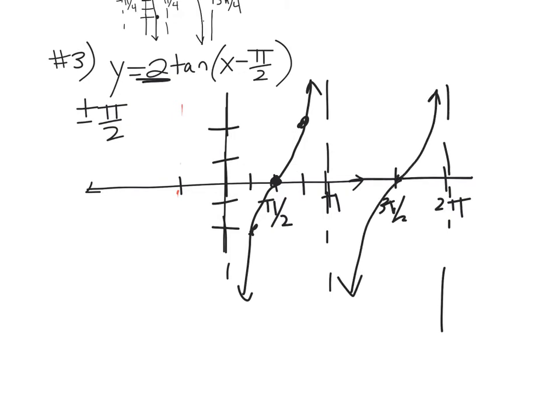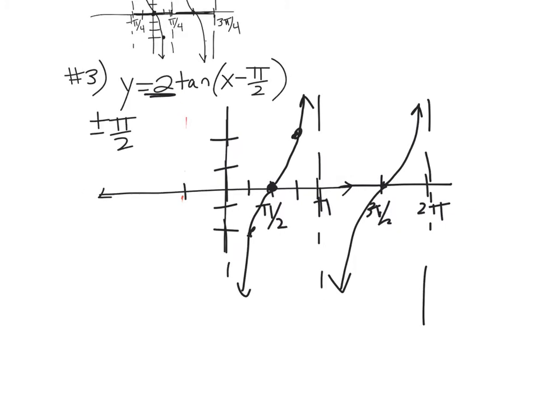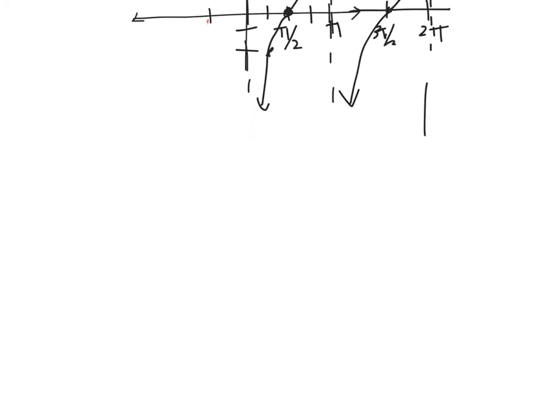A lot to think about. I think that's the hardest part for tangent and cotangent, is shifting them left or right. It gets a little confusing. Everything else I think is pretty okay. It's not too hard. I mean, there's a lot to think about, but the shifting left and right is the difficult part. All right, so let's go ahead and move on to cotangent.